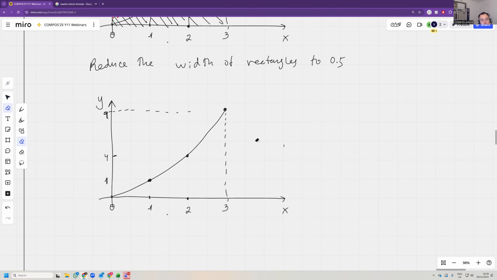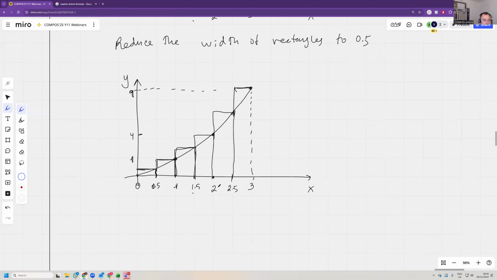Okay. So what I'm going to do is split it now into 6 rectangles. 0.5, 1.5, 2.5. And here I'm going to take this rectangle, this rectangle, this rectangle, this rectangle, this rectangle, and this rectangle.